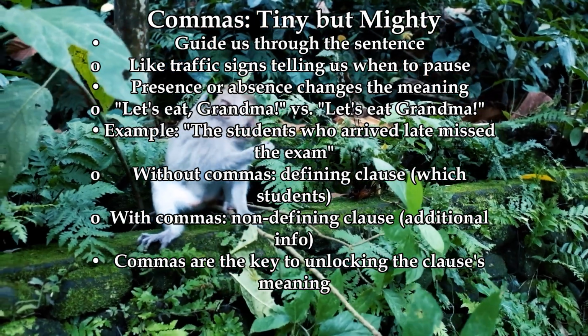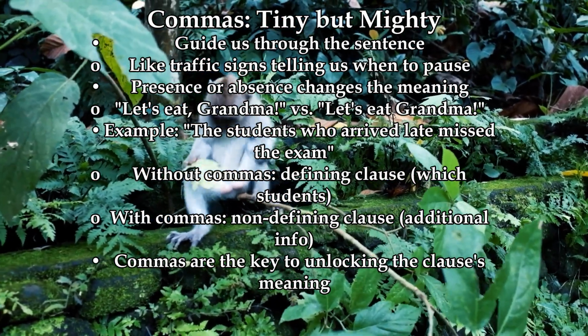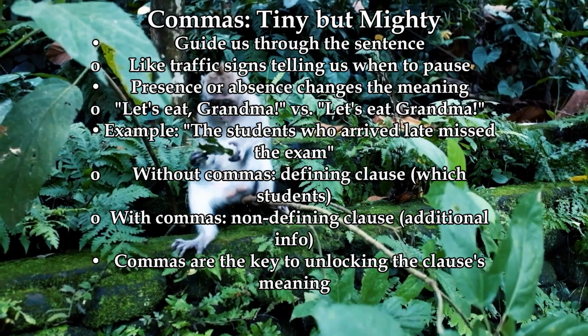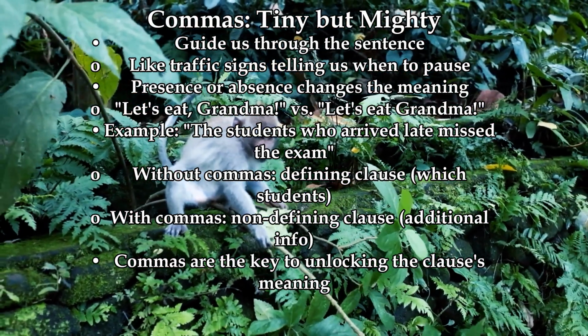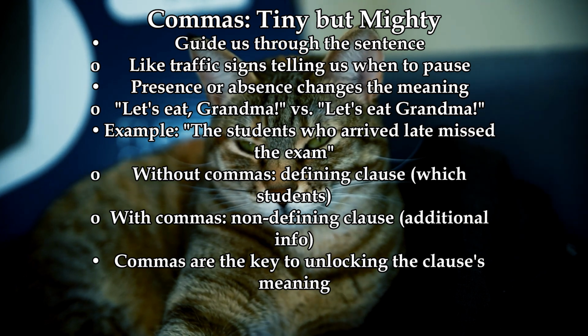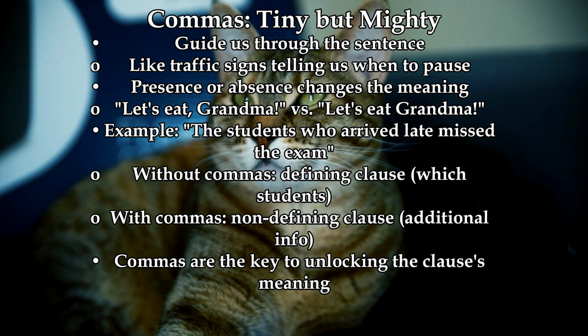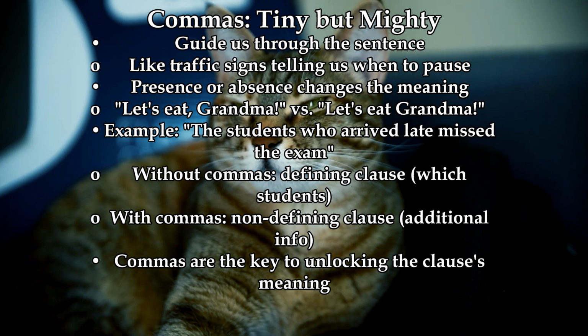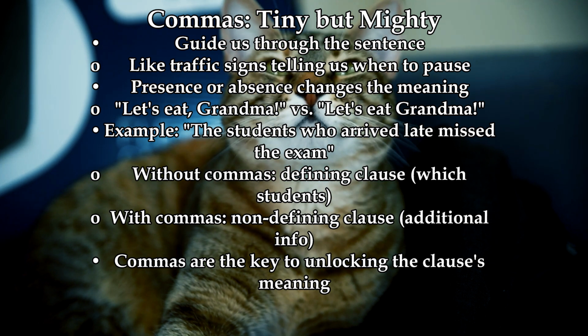For example, take the sentence, "The students who arrived late missed the exam." Without commas, "who arrived late" is a defining clause, specifying which students missed the exam. But add commas around "who arrived late," and it becomes a non-defining clause, providing additional information about all the students. It's like the commas are the key that unlocks the clause's true meaning.